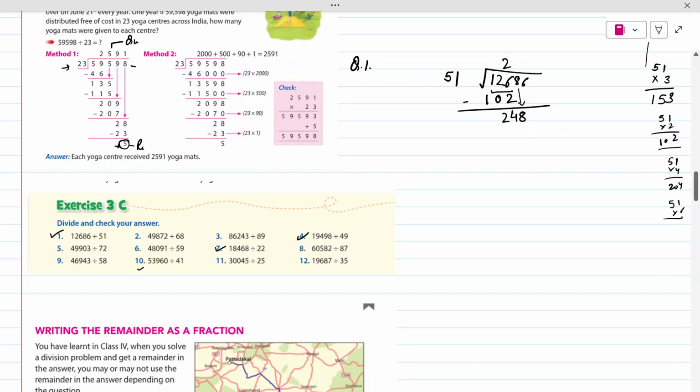Now with 6, 6 into 5 is 30, which will be more. So let us try with 5 only. This is 255, which is again more than this. So that means we will take 51 multiplied by 4. This will give us 204. Then again we will subtract. We will get 4 here, 4 here, and the last 6 we are going to take down.